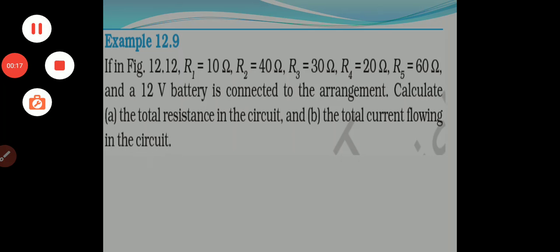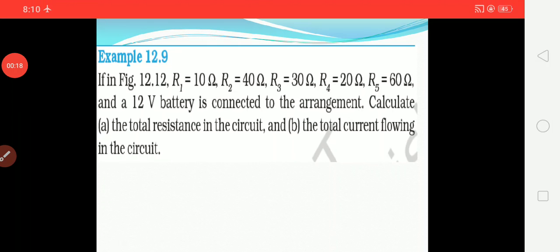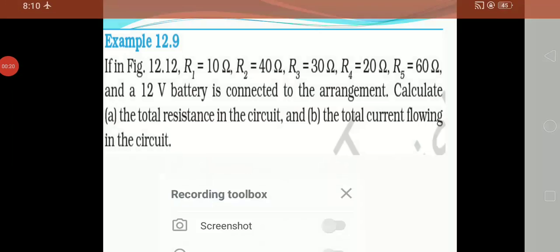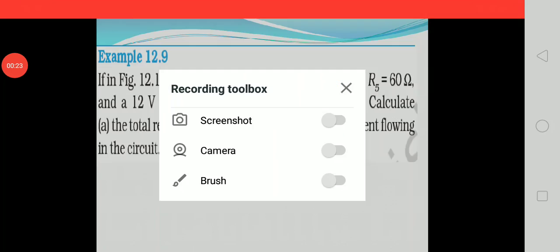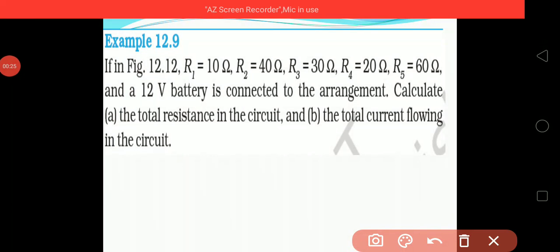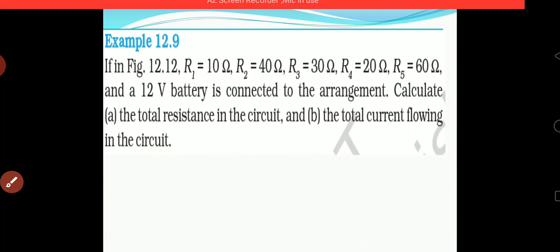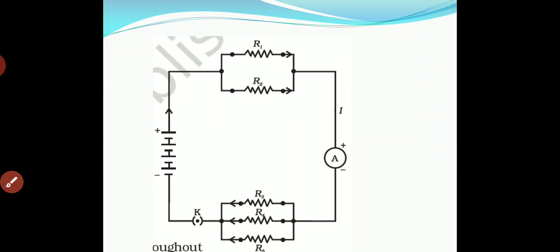Example 12.9. In figure 12.12, you will see that R1 is equal to 10 ohm, R2 is equal to 40 ohm, R3 is 30 ohm, and in the same way R4. Okay, here you can see that this is our circuit.